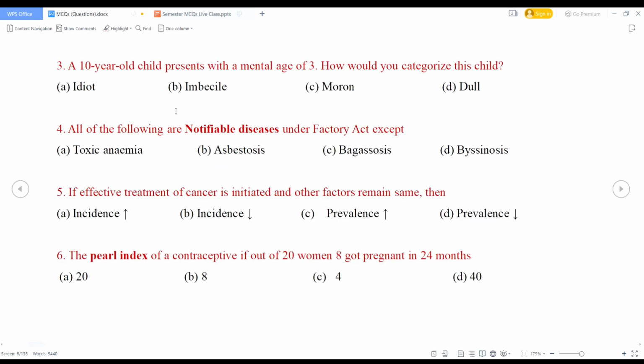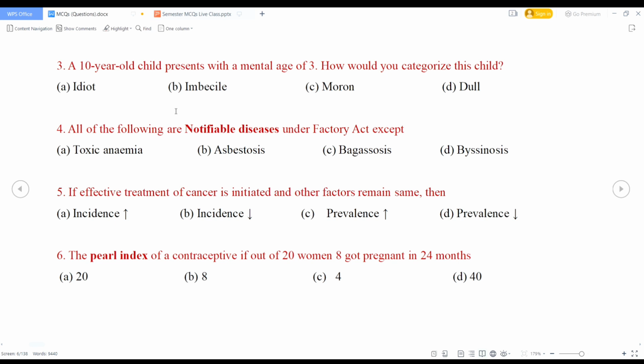Come to the third question. A 10-year-old child presents with a mental age of 3. How would you categorize this child? So first of all, you have to calculate the IQ. We all know IQ means mental age by chronological age into 100. So here mental age is 3 and chronological age is 10. So 3 by 10 into 100, that is 30.